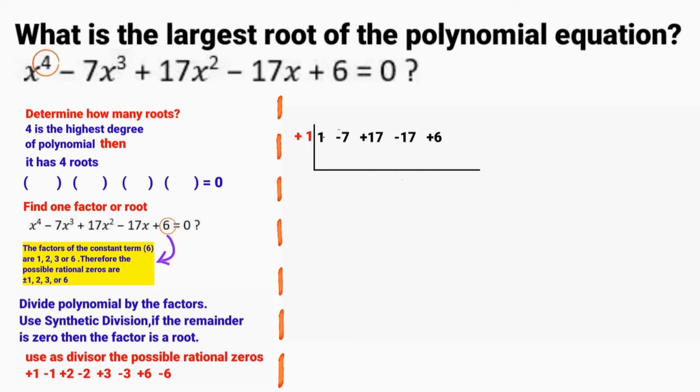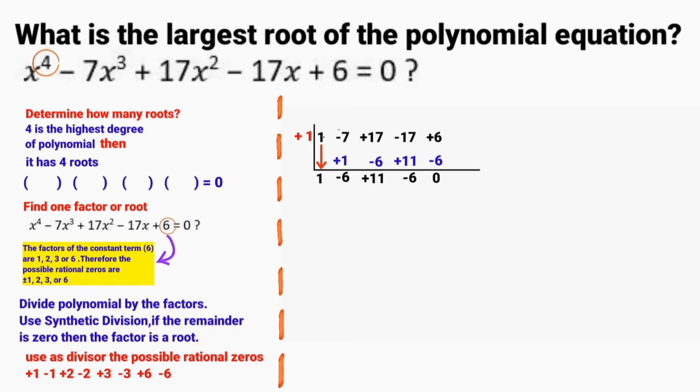as the divisor. Bring down 1. 1 times positive 1 is positive 1. Negative 7 plus 1 is equal to negative 6. Negative 6 times positive 1 is equal to negative 6. 17 minus 6 is equal to 11. 11 times 1 is equal to 11. Negative 17 plus 11 is equal to negative 6. Negative 6 times positive 1 is equal to negative 6. And 6 minus 6 is equal to 0.